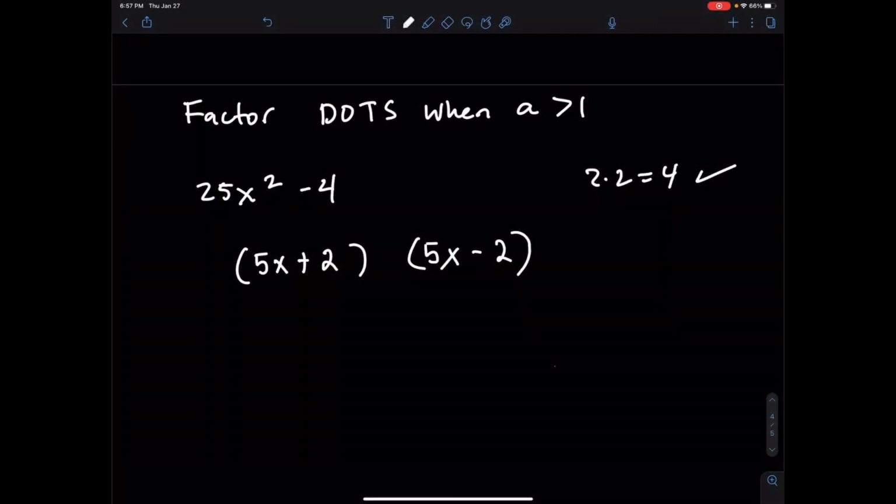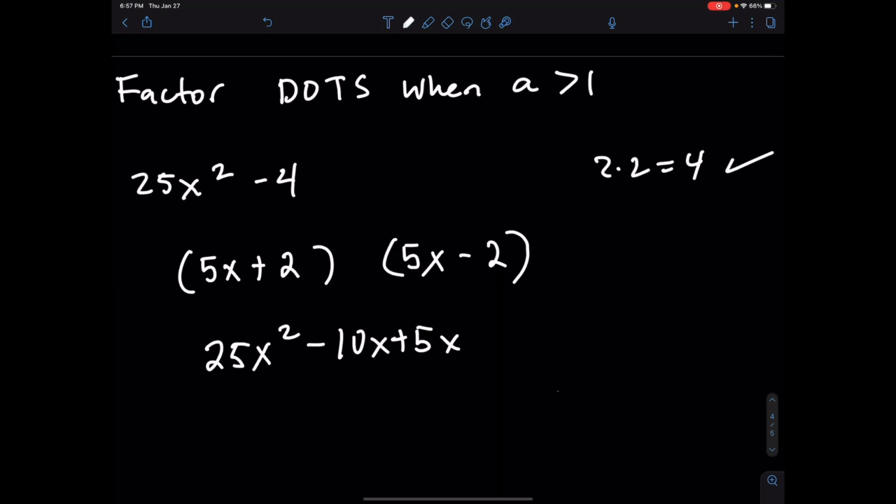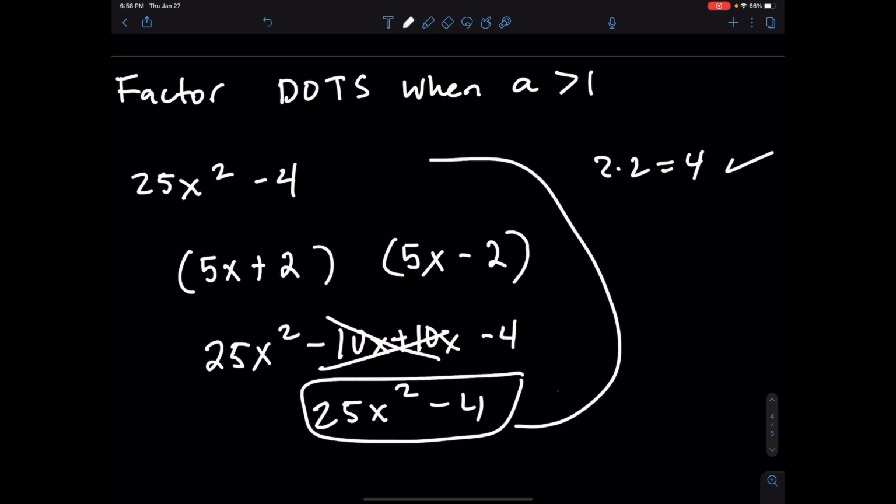Now let's verify that this times this is going to give us 25x squared minus 4. If I FOIL, 5x times 5x is going to be 25x squared. Then I FOIL again and I'm left with negative 10x. Then 2 times 5x is positive 10x. Oops, that's supposed to be a 10x there. And lastly, 2 times negative 2 is going to be negative 4. So 25x squared minus 10x plus 10x, we can just cancel this out, and we're left with 25x squared minus 4. This is exactly what I have here.